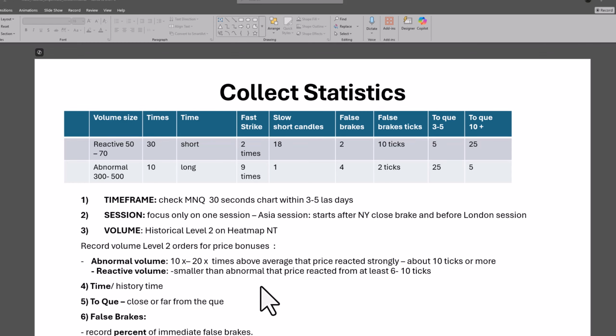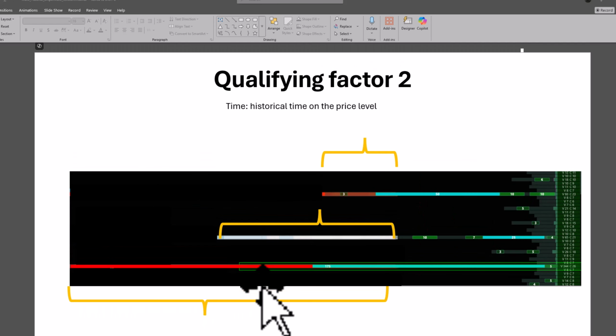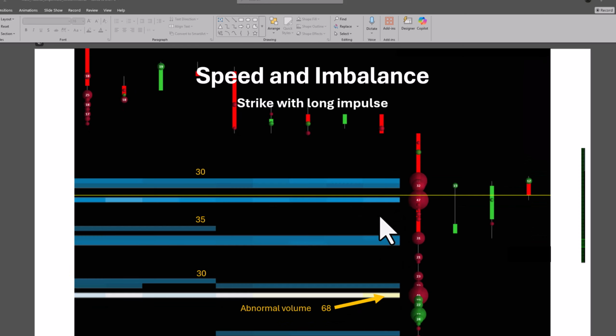Okay, that's a good question. Now, I'm going to add a little bit more than I previously spoke about. So that was a second qualifying factor, the time, and another factor is actually speed and imbalance.